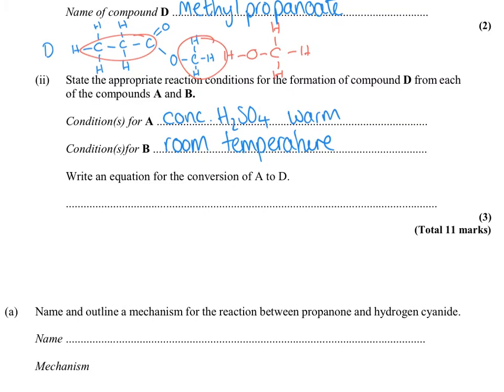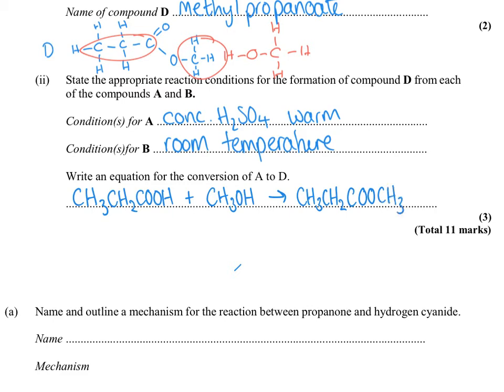Write the equation for the conversion of A to D. So we're starting off with the carboxylic acid. We know it's got to react with the alcohol, and the alcohol was methanol. And we know it's going to make our ester. And if you think about what's going on, we're going to be losing an OH and an H. So there must be another product. And that other product is going to be water. You just then need to check it's balanced. It is as it is, so we don't need to add any numbers.